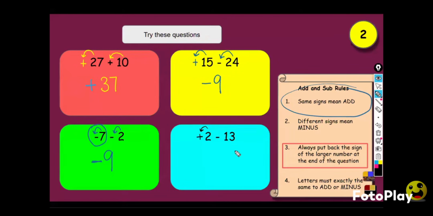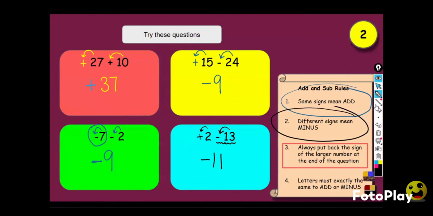This 2 is what? A positive, if you look to the left, and the 3 is a minus. Signs are different. Different signs mean do what? Minus. So 13 minus 2, I think that's 11, right? Which one is larger? 13. The 13 is carrying a minus.